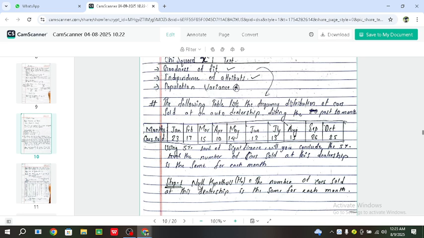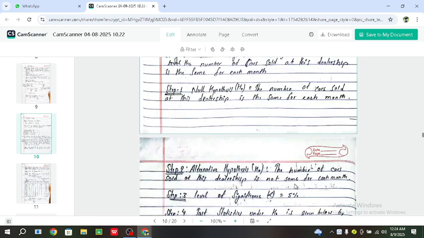Look at it. Step number 1, null hypothesis: the number of cars sold at this dealership is the same for each month. Look here, the word same came. Step number 1 is finished, because just from here we make the language. From here to here, just copy.